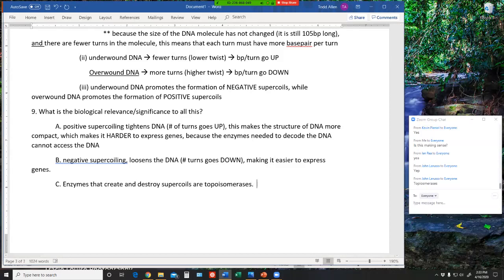Topoisomerases are involved in DNA replication. They are involved in transcription. They are involved in the structure, the packing structure of changing chromatin into chromosome and vice versa. Okay.